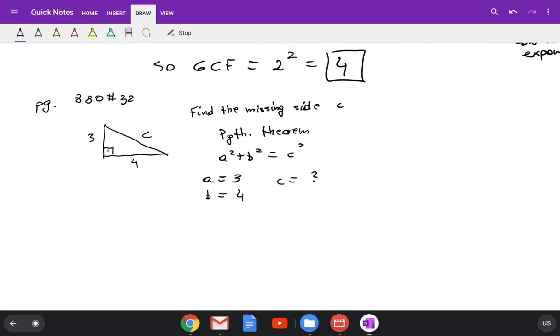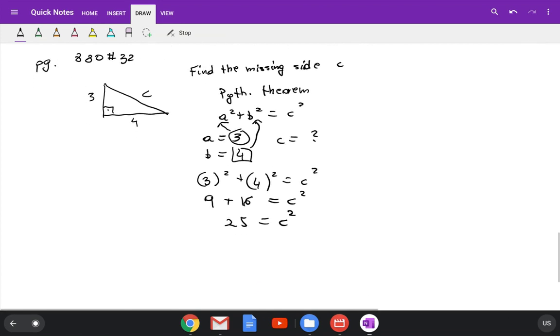Okay, so we're going to plug it in. You're going to plug in 3 for A and 4 for B. So we have 3 to the second power plus 4 to the second power, which will give you c squared. We're getting 9 plus 16 equals c squared. 25 equals c squared. That's not your answer. Make sure that you solve for c. And to get c by itself, you need to take the square root of 25. So the square root of 25 is positive 5 and negative 5.